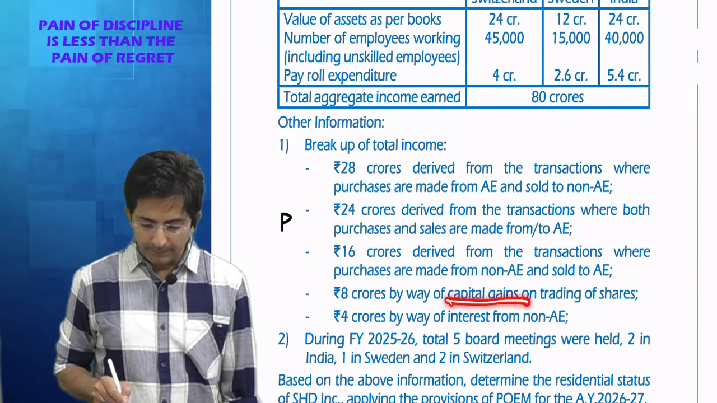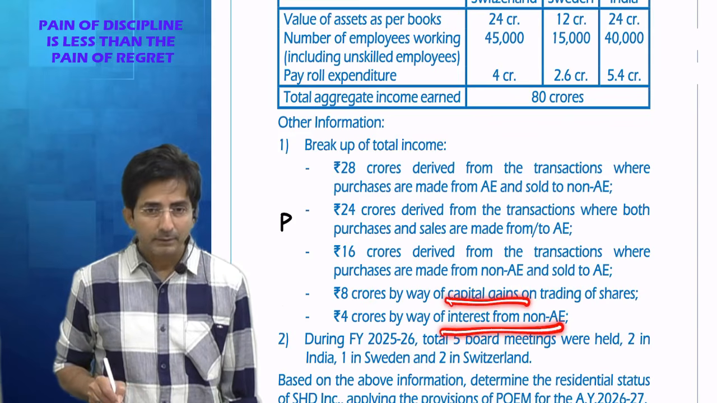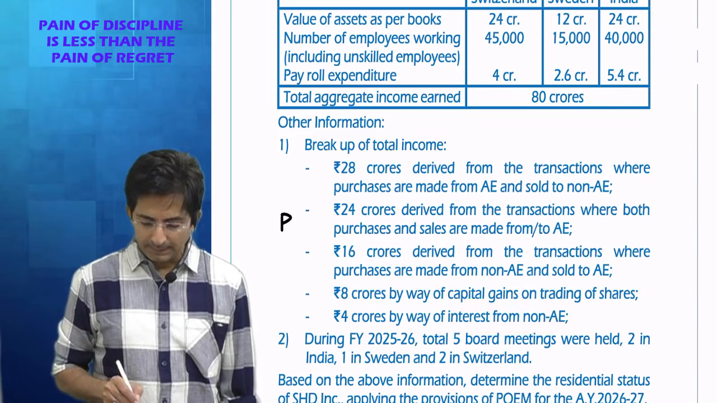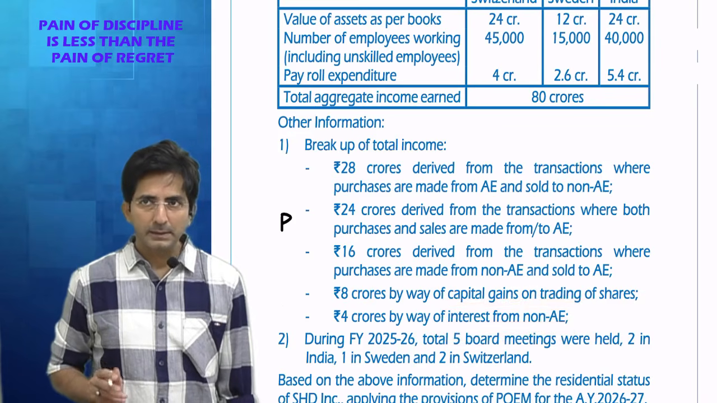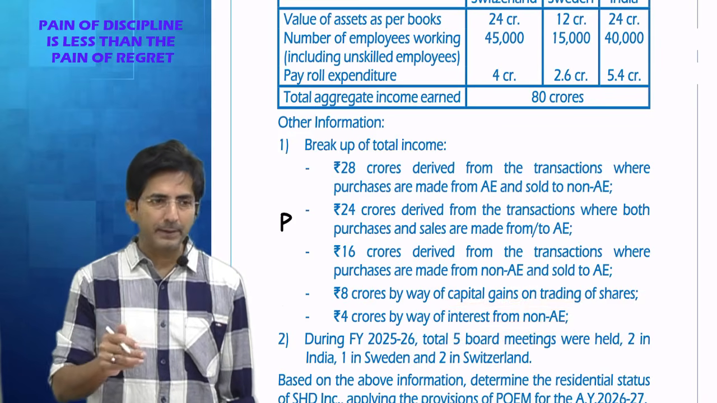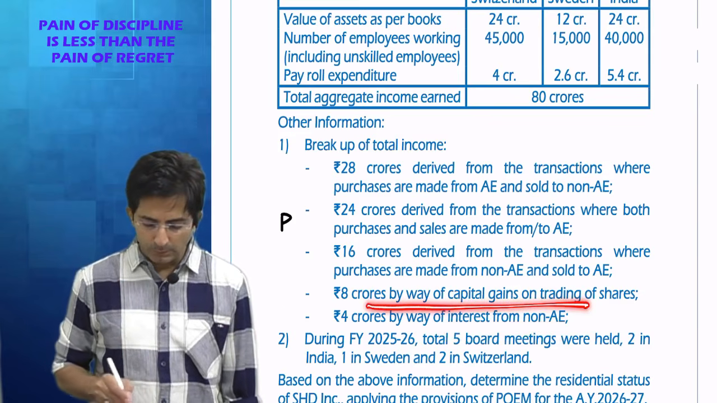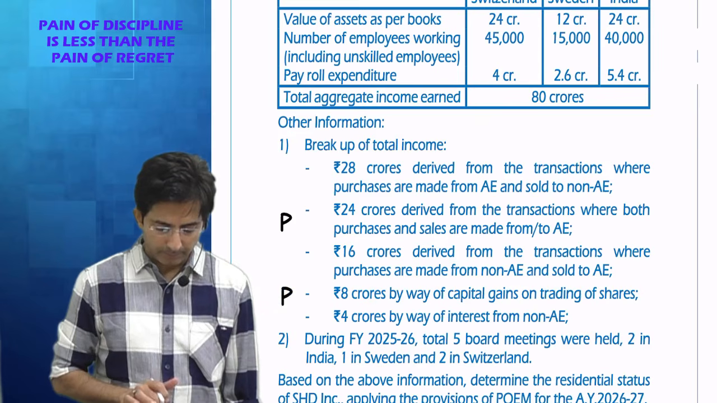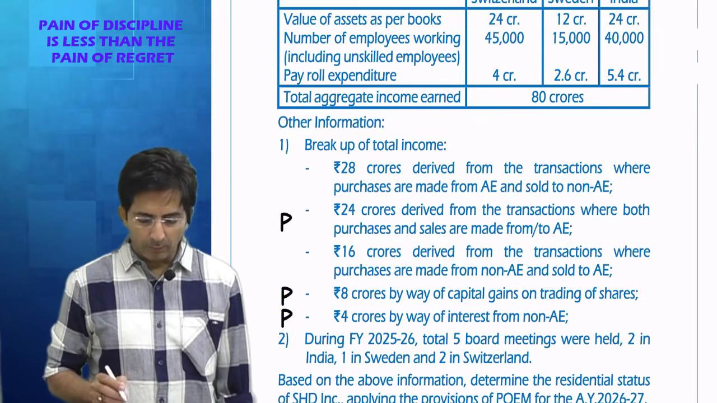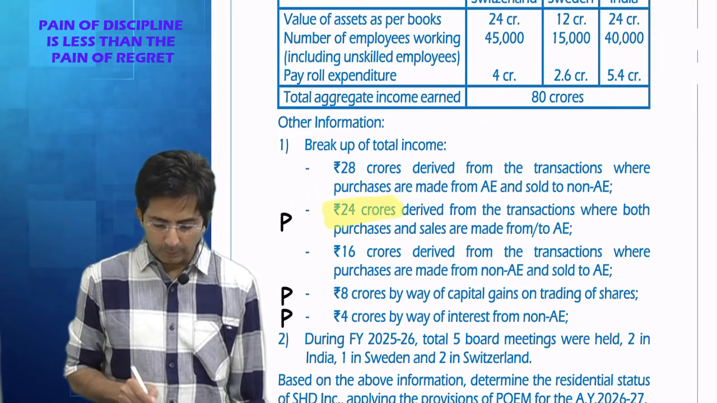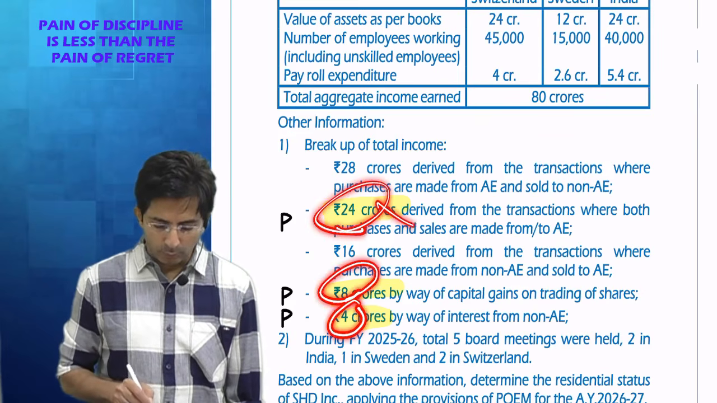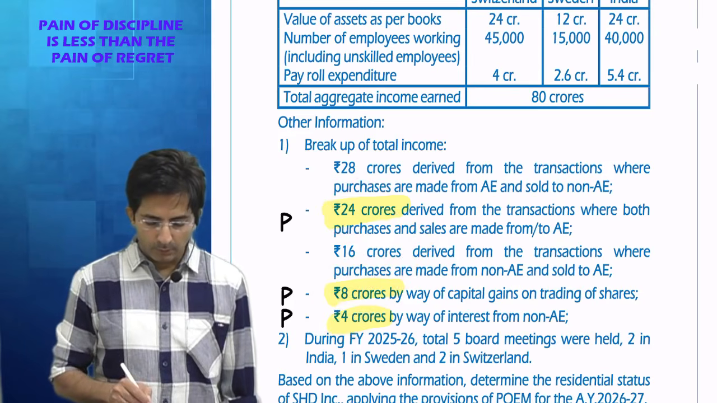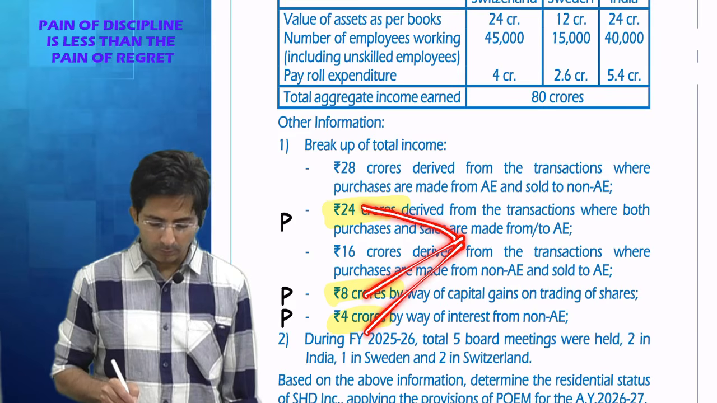Then capital gain income, interest income, they are always passive. See, in capital gain and interest, AE, non-AE doesn't matter. So once it is interest, dividend, rent, royalty, capital gain, it's always passive. So these 2 points are passive income. See, I have written P also. So tell me, what is the amount of passive income? 24 crores, 8 crores, 4 crores. Please add 24, 8 and 4. Total is how much? What is the total of 24, 8 and 4? How much?